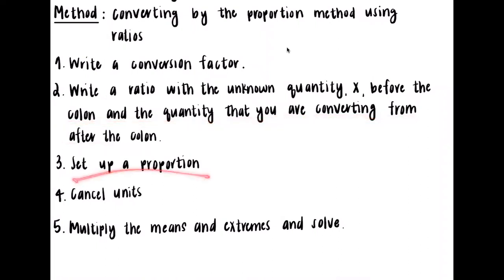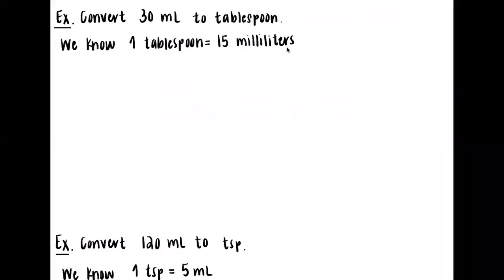Set up the proportion, cancel the unit that you don't want anymore, and then remember, when we talk about ratios, that's when we multiply the means and the extremes. So you multiply whoever's on the outside together, the extremes, and then multiply whoever's on the inside together, the means. Here we have convert 30 milliliters to tablespoons.